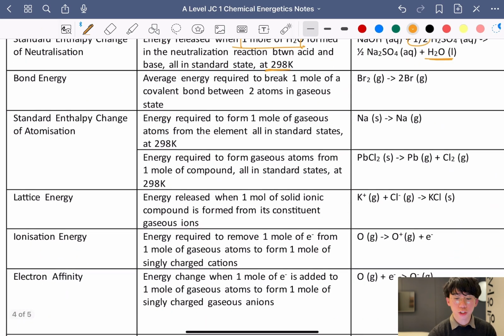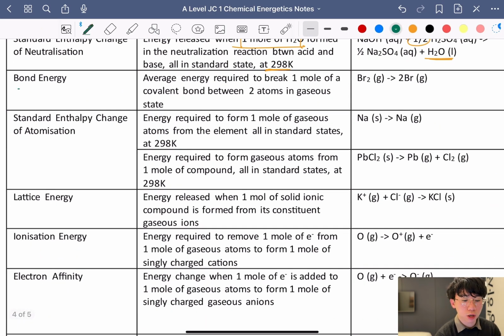Next, bond energy. We went through this before in previous topics. Bond energy is the average energy required to break 1 mole of covalent bond between 2 atoms in the gaseous state. So take note, this is in the gaseous state. This is a typical example.